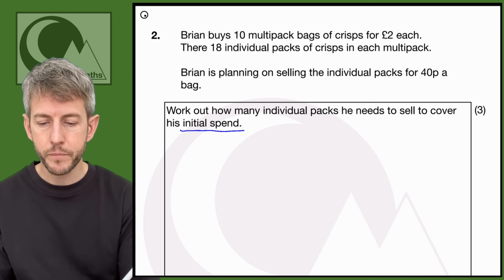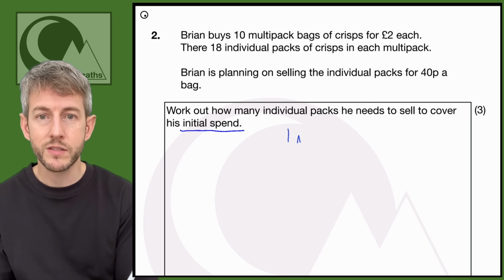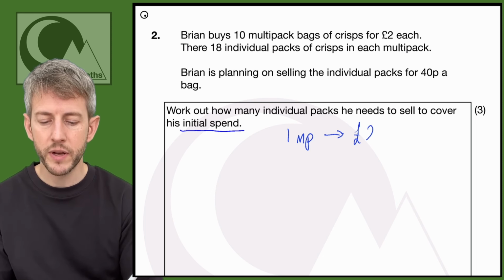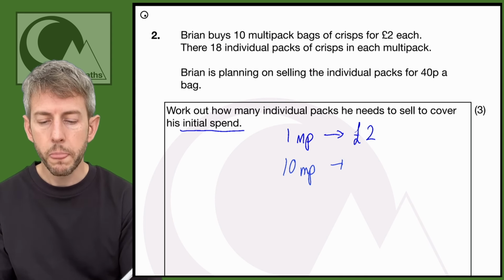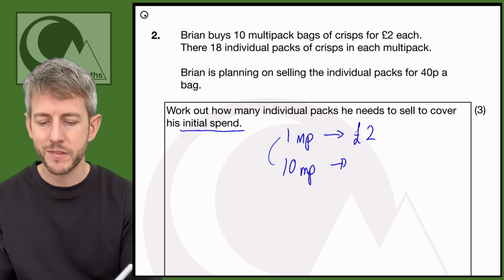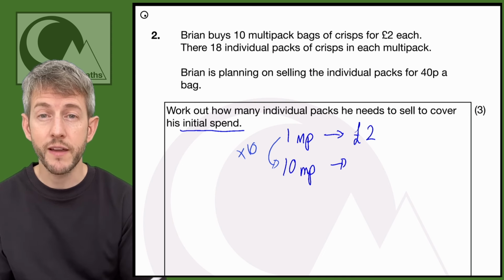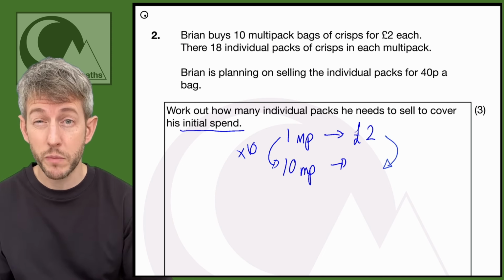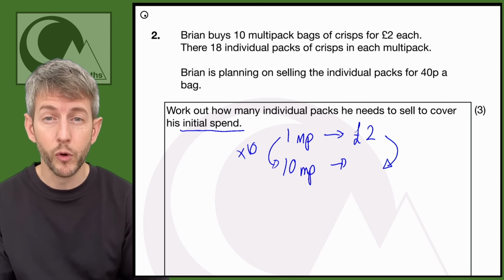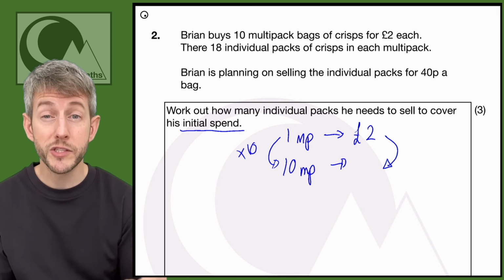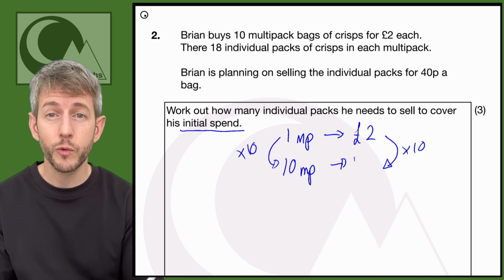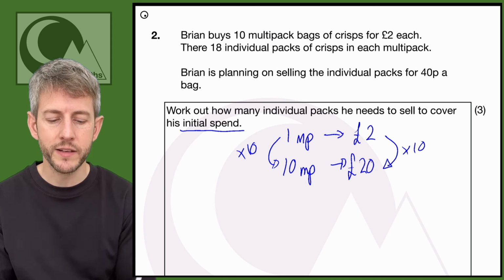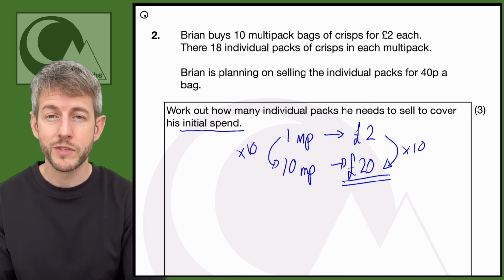So I know that one multi-pack costs £2 and he buys 10 of them, okay? So he buys 10 multi-packs. So I know to go from one multi-pack to 10 multi-packs, we times by 10. Because each of these multi-packs comes with a price of £2, this is directly proportional. So we've got to multiply this £2 by 10 as well, and that will give me £20. Okay, so I now know that the initial spend is £20.